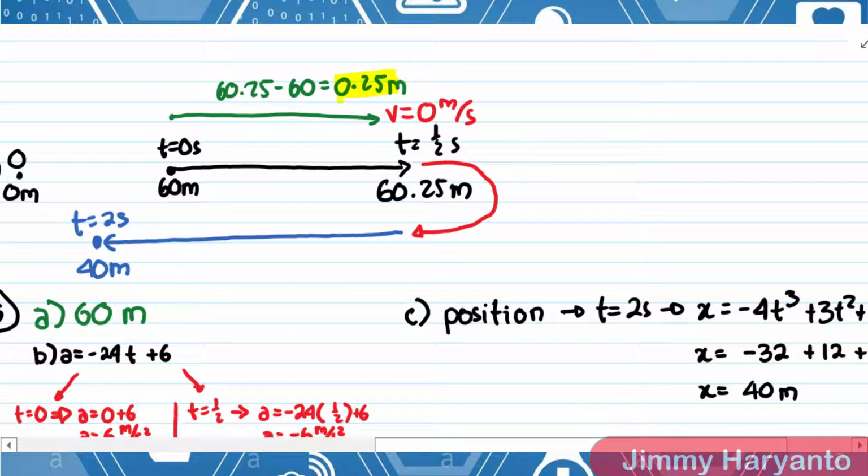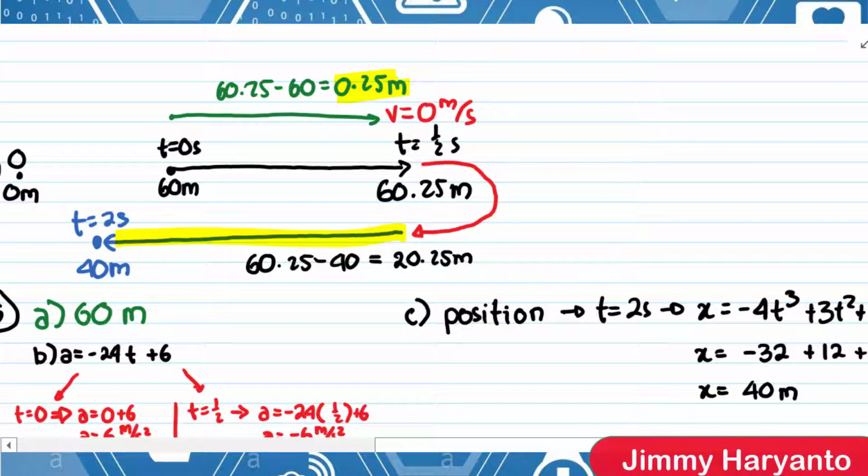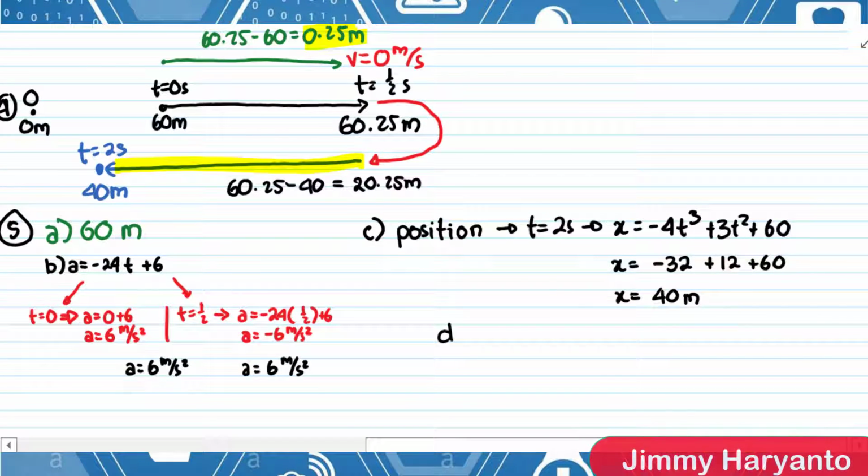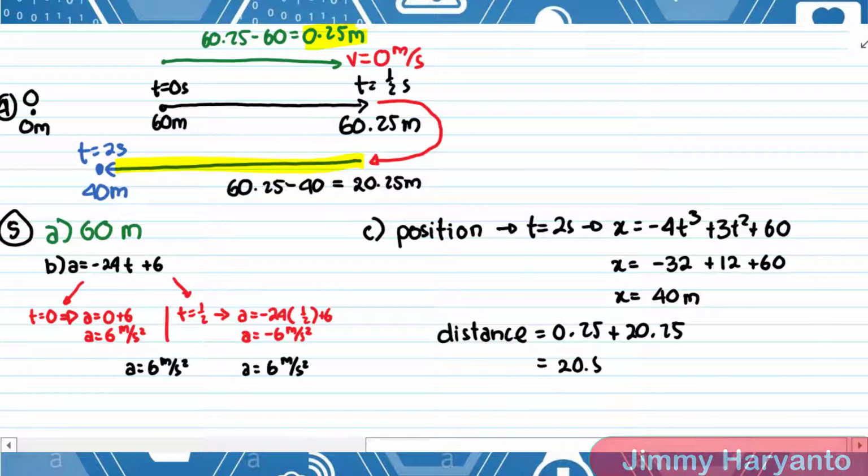So for the first motion, the particle covers 0.25 meters, and then for the second motion, the particle covers 60.25 minus 40, ya. So it covers 20.25 meters. So overall the distance is 0.25 plus 20.25, and the result is 20.5.